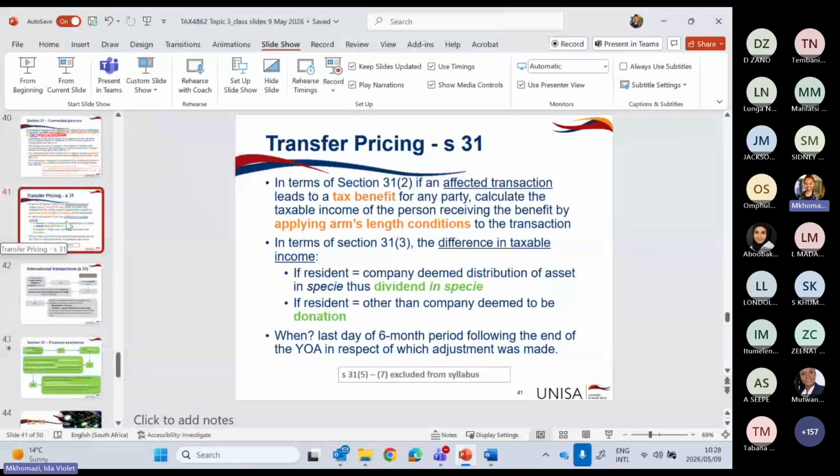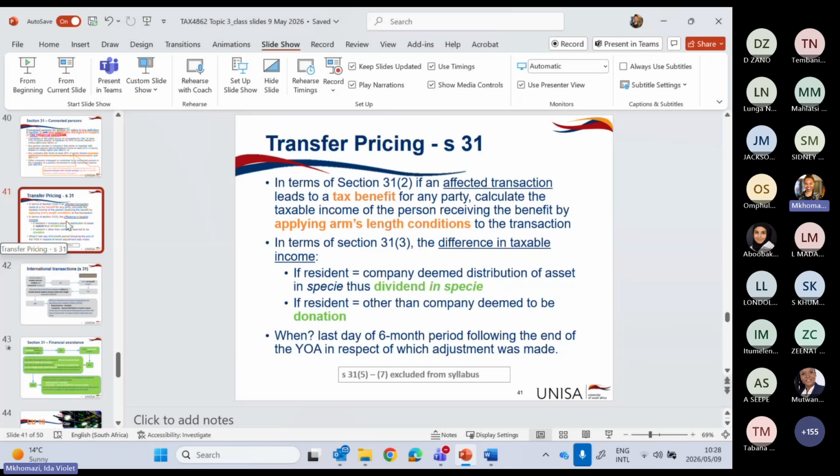Okay, so as I said, in order for Section 31 to apply, there needs to be an affected transaction, meaning, do you have a transaction between a resident and a non-resident? Are the parties connected persons? Is that transaction an arm's length transaction or not? And does it lead to a tax benefit? If your answer is yes, then you have an affected transaction and you fall in Section 31.